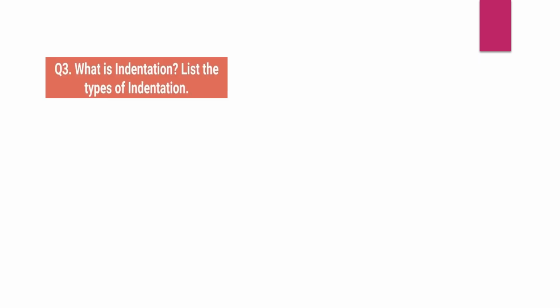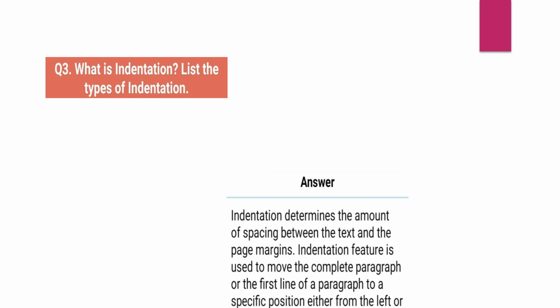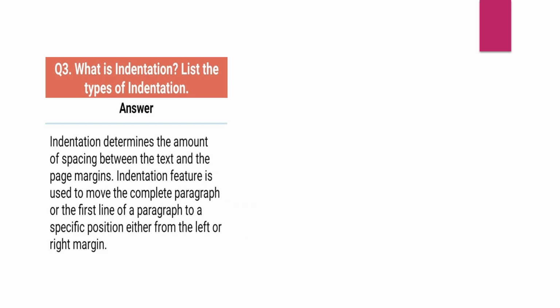Now, the third question we have, what is indentation, and list the types of indentation. So, indentation determines the amount of spacing between the text and the page margins. The indentation feature is used to move the complete paragraph or the first line of a paragraph to a specific position, either from the left or right margin. So, we have two types of indentation, that is increase indent and decrease indent.